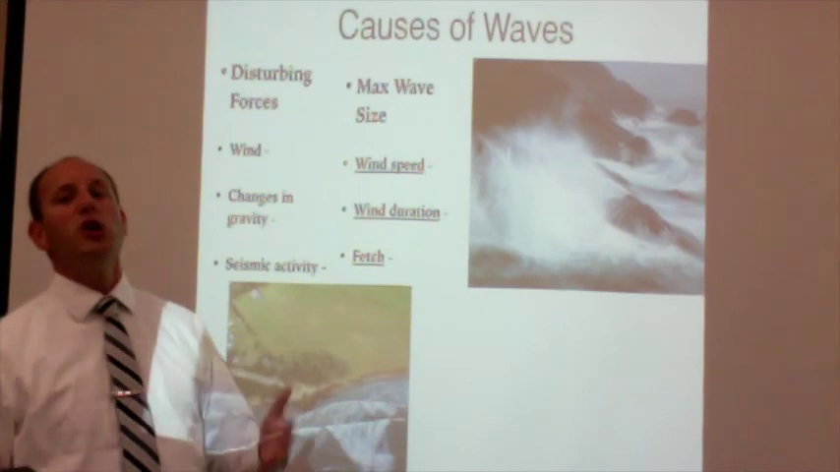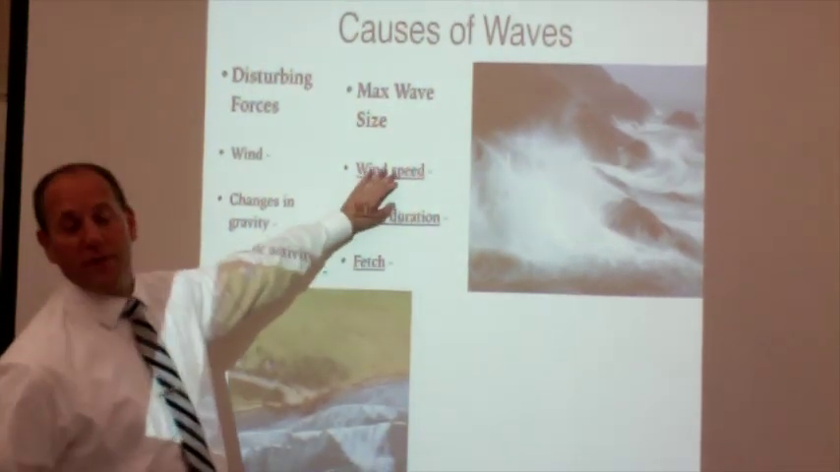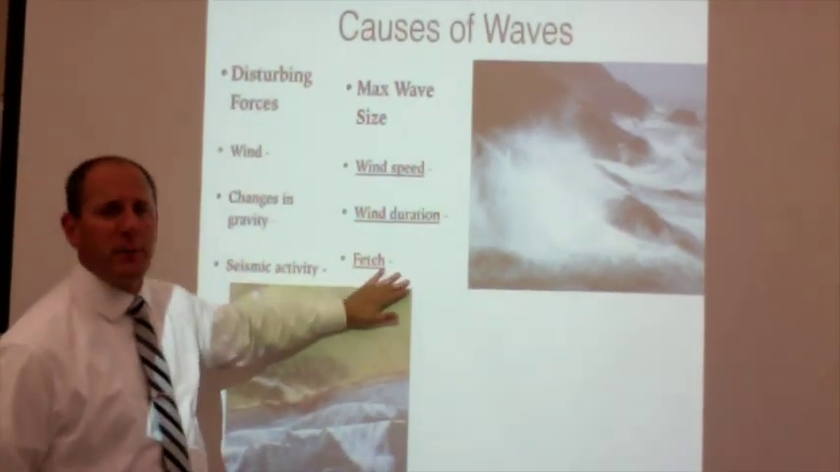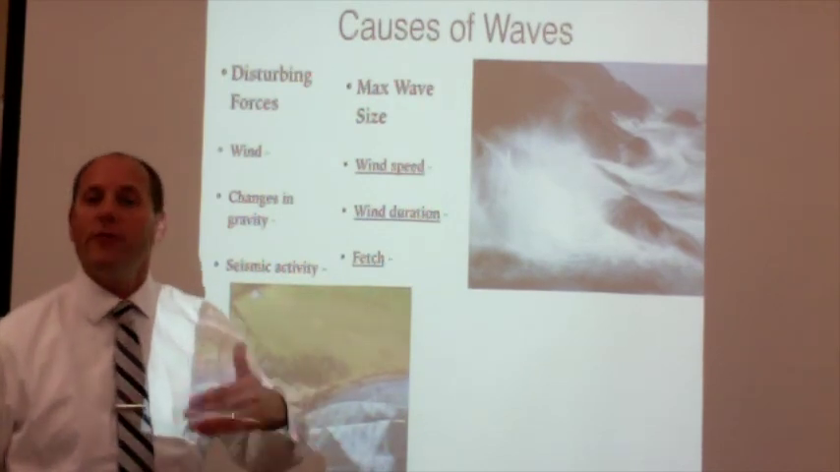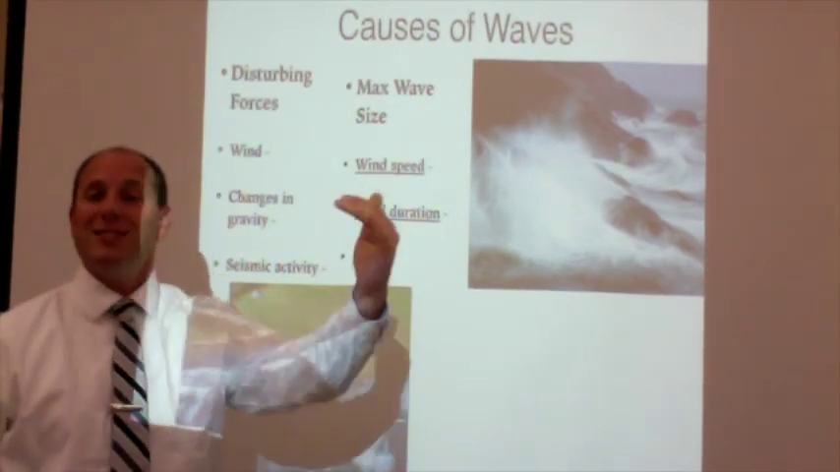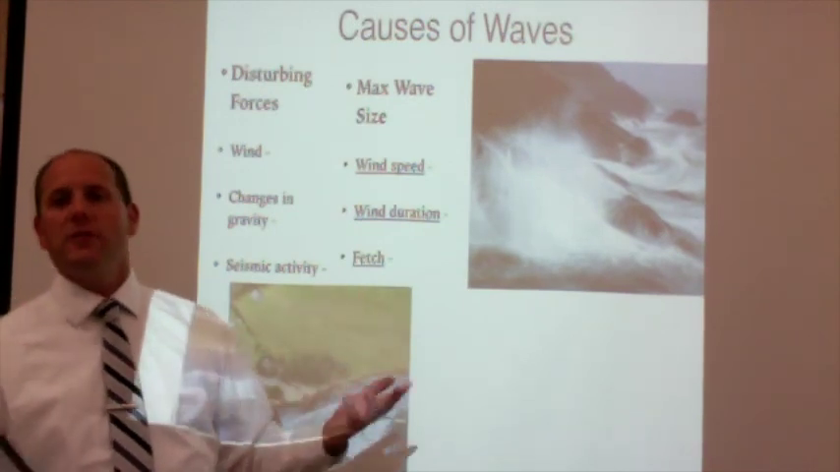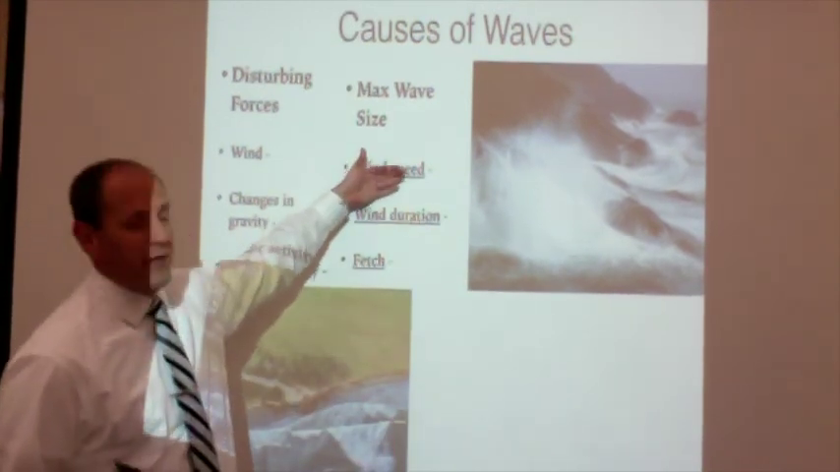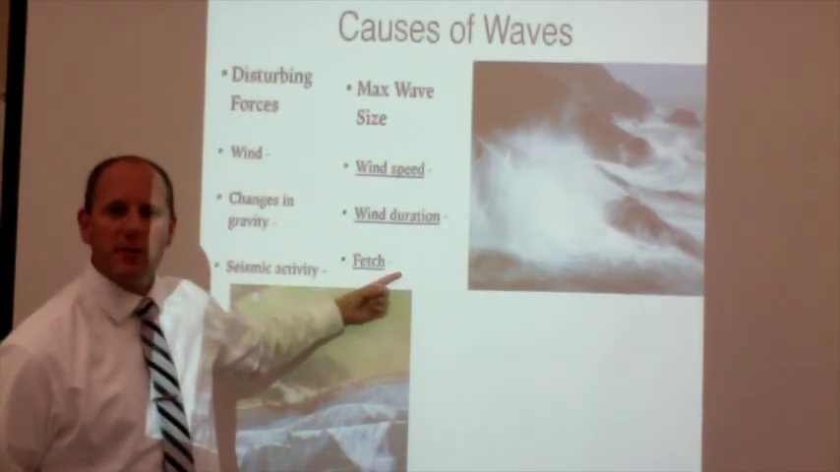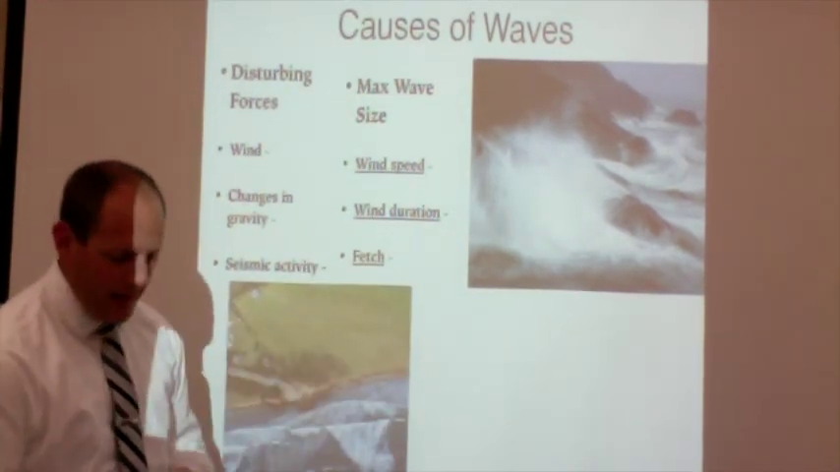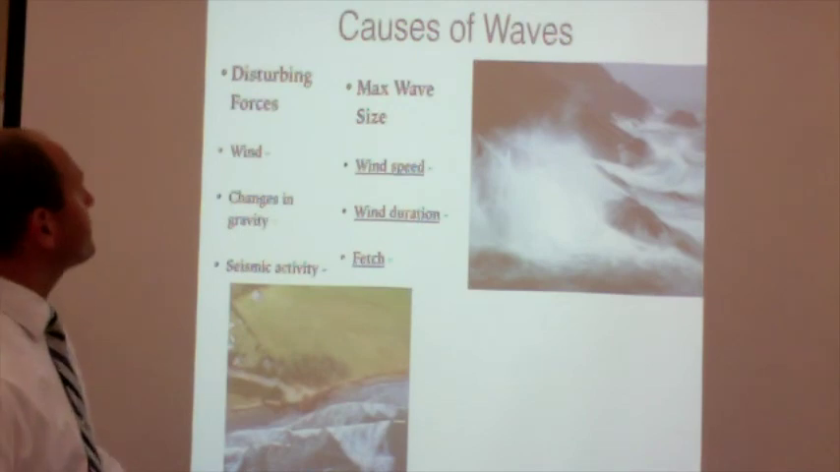Pacific Ocean, huge area. The wind could be blowing very, very fast for a long period of time over a very big area, and we can get enormous waves off of the coast of Half Moon Bay, just south of San Francisco. We have huge waves forming because the wind is blowing very fast for a long period of time all the way across the Pacific and hitting that particular area.